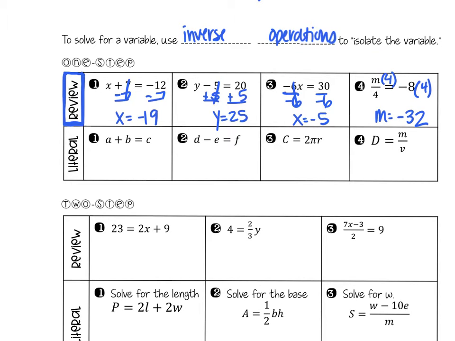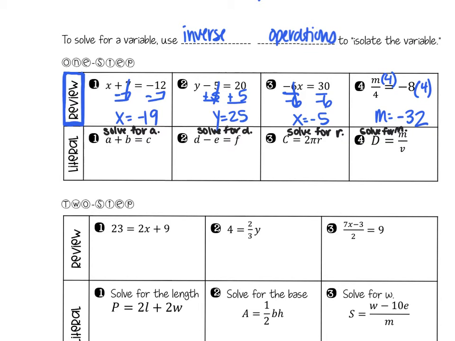All right, now we are going to look at the literal. The difference here is they do not have numbers plugged in for their variables. So we are trying to get one variable alone still, and I realized I forgot to write which one we're solving for, so I will do that real quick for you. For 1, I'm going to solve for A. 2, solve for D. 3, solve for R. And 4, solve for M.